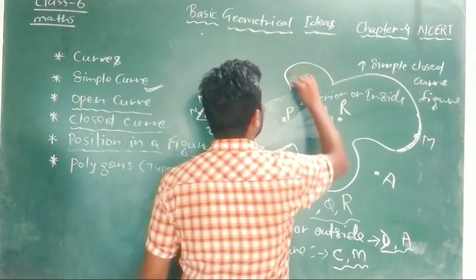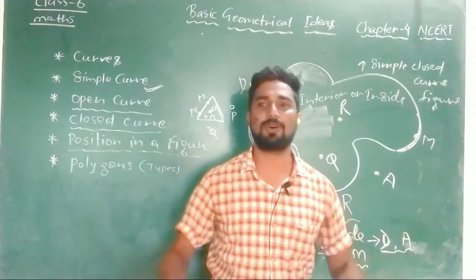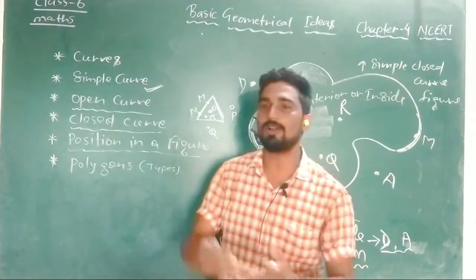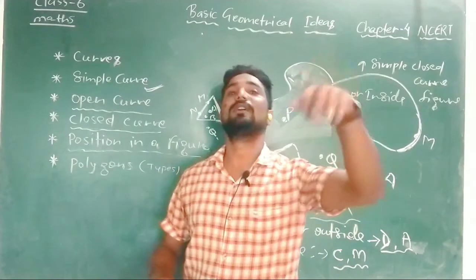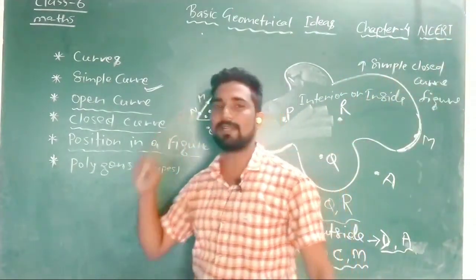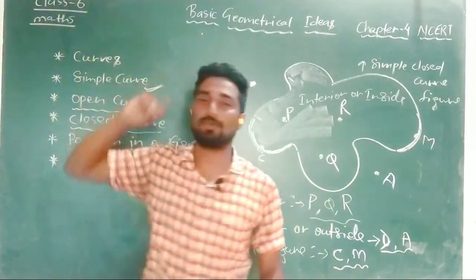Interior region of a room means what? The space which is inside the room, that is interior. The interior of this room is the space inside this room where I am standing. And the exterior of this room is what? Outside that window, outside this gate, back of this blackboard, that is the outside part. And on the wall, this will be on the wall.